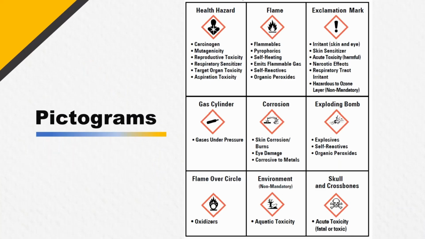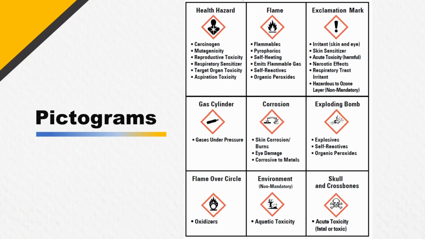Take a look at these pictograms and see if you recognize any of them. These are all common graphic symbols used on safety data sheets and chemical labels to quickly show specific hazards to each substance. They provide a visual representation of hazards, making it easier to identify potential risks. Each pictogram represents a specific category of hazard, including physical hazards such as flammability, health hazards such as carcinogenicity, and environmental hazards such as aquatic toxicity.